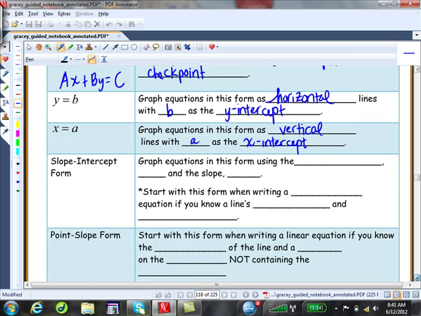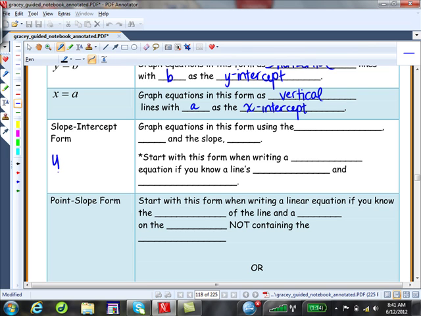Slope-intercept form. That was good. y equals m times x plus b. Graph equations in this form using the y-intercept b. Remember, we got our first point using that. And the slope, which is m. Start with this form when writing a linear equation if you know a line's slope and y-intercept. Part of your job will be writing equations of lines given certain information. So if you've been given the slope and y-intercept, that's how you would go about writing the equation of the line.